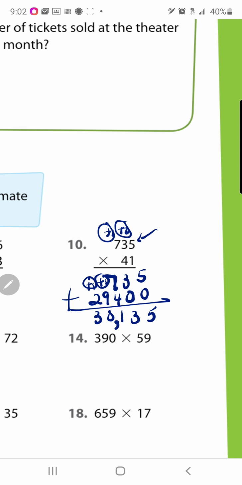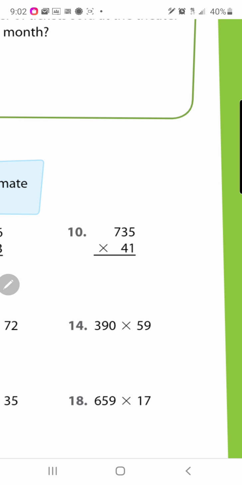Remember, again, these two are what we call factors. And what is this called again? This is called a product or multiple. All right, let's move on.